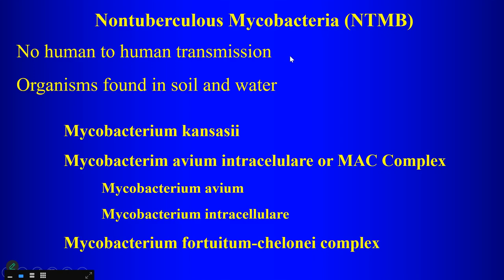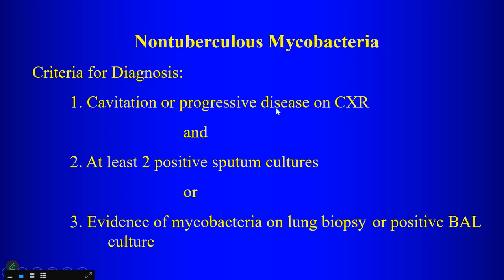So what's important to know here? No human-to-human transmission. The organisms are found in the environment. These are the organisms. These two are hard to separate, so that's why we call it MAI or MAC complex, okay? So non-tuberculous Mycobacterium fortuitum, this grows a little bit faster, and we'll talk about what's special about that one too.